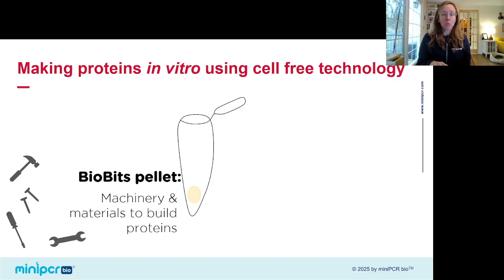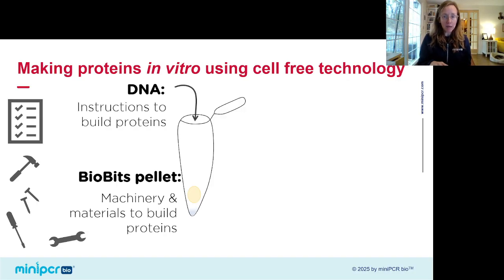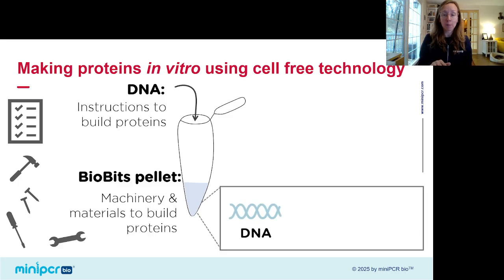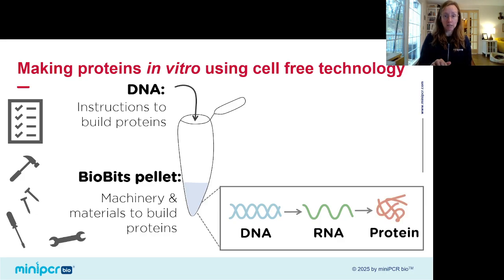In our lab today, we are going to be adding DNA to BioBits pellets. DNA, of course, includes the instructions cells use to build proteins. When we do that, all of the machinery in those BioBits pellets is going to come to life. It's going to transcribe that DNA into RNA and translate that RNA into protein. And so basically, BioBits gives us a way to produce proteins to trigger gene expression on demand, according to the instructions that we provide the system.